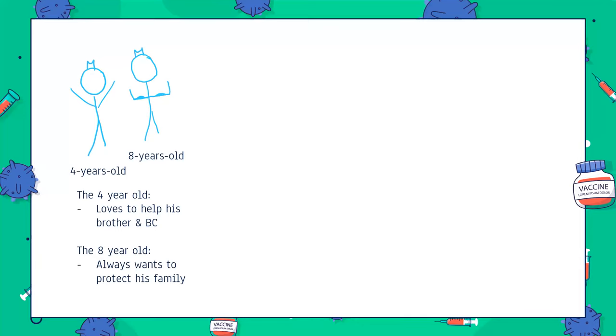All right? The 8-year-old boy, look at his biceps right there. He is flexing on you guys. He is super strong. He is living his best life. And although he's just an 8-year-old, let's say he has some anger management issues. And he likes to just go around fighting everyone. But it's all for the sake of protecting his family, of course.